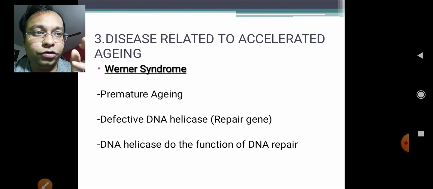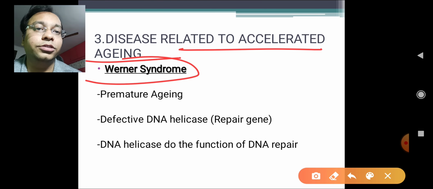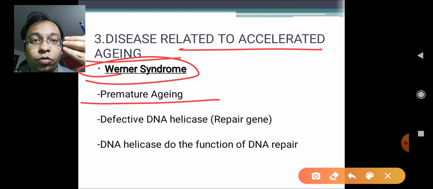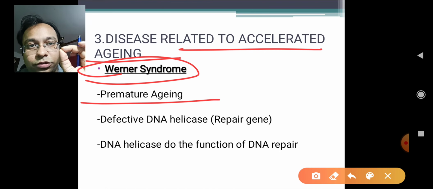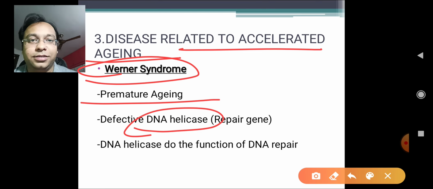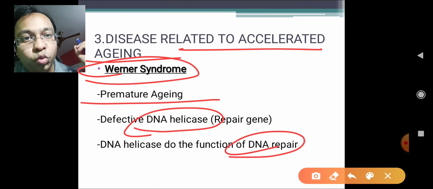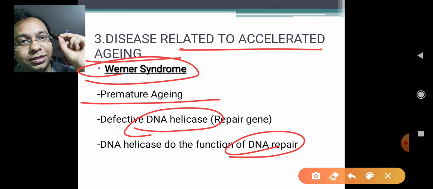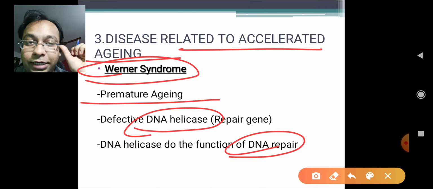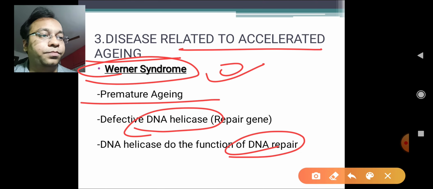Okay. The third theory for cellular aging is a certain disease related to accelerated aging, particularly Werner syndrome. So what is Werner syndrome? You will have premature aging, and the cellular aging will be earlier. Why? Because in Werner syndrome there is a deficiency of an enzyme, DNA helicase. This DNA helicase enzyme has the function of DNA repair. So if this enzyme is defective, then your DNA cannot get repaired during division. If it gets damaged, it can no longer be repaired. That's why you will develop premature aging, and it is called Werner syndrome.